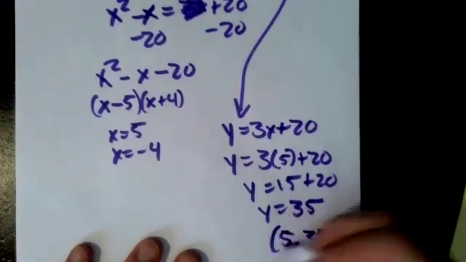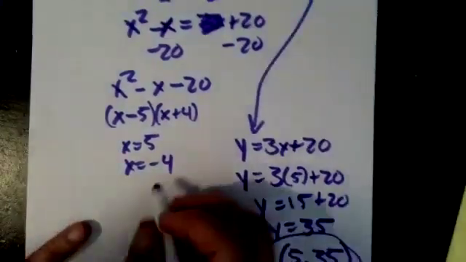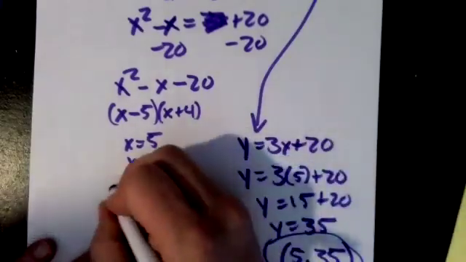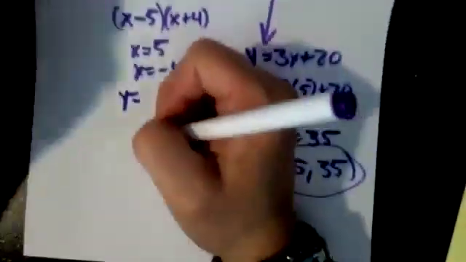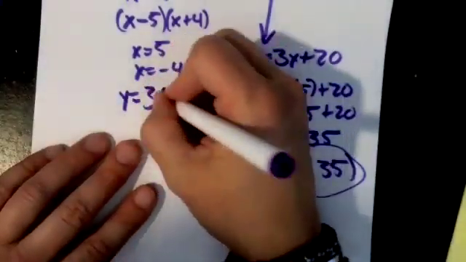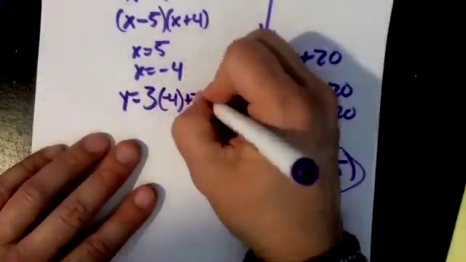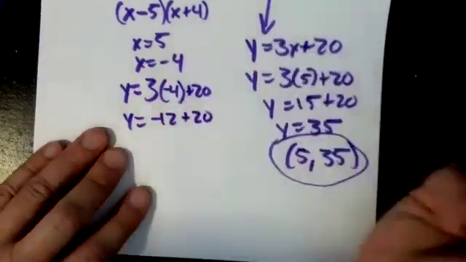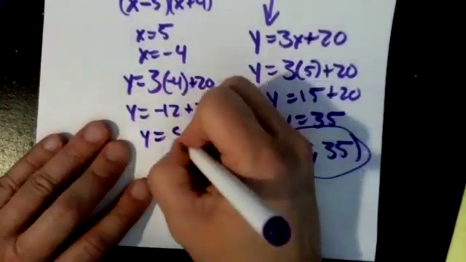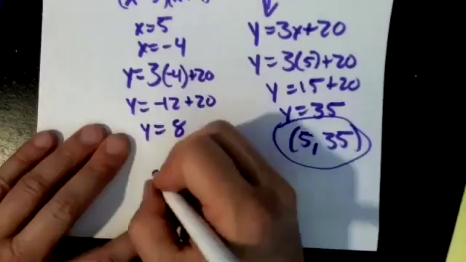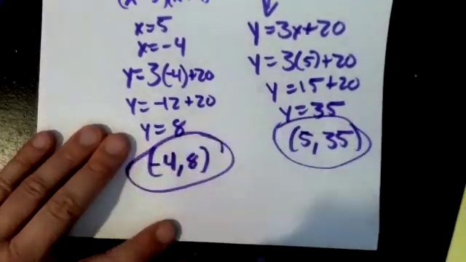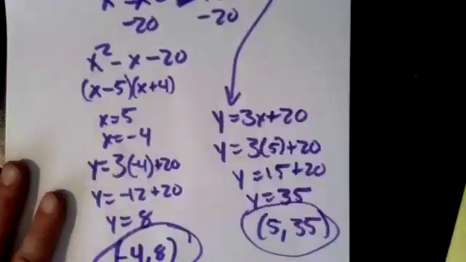And that's the answer that you had gotten using Desmos. Now on this side, we are going to substitute negative 4 into it. So y equals 3 times negative 4 plus 20. So y equals negative 12 plus 20. Y equals 8. So our second point is (negative 4, 8). Those are our 2 answers. What she wanted to see on that problem is showing the work and the 2 answers.